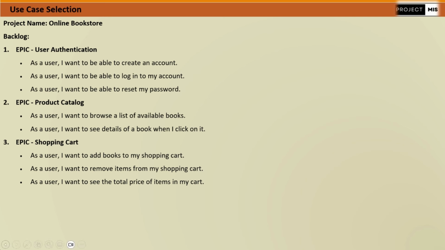And then the third epic is about the shopping cart. If I choose a book, then I have to add that book into the shopping cart, and if I have to make some amendment in the shopping cart, how that can be done. And once the shopping cart is finalized, then how I can see the total price and do a purchase. So that's a simple use case.